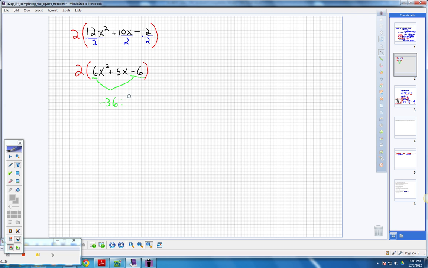oh boy, lost my train of thought there for a little bit. Factors of negative 36 that have a sum of 5. So we want them to have a sum of 5. So I'm going to go ahead and write that here. So if you are taking notes, make that a little bigger. Looking for factors of negative 36 whose sum is 5.